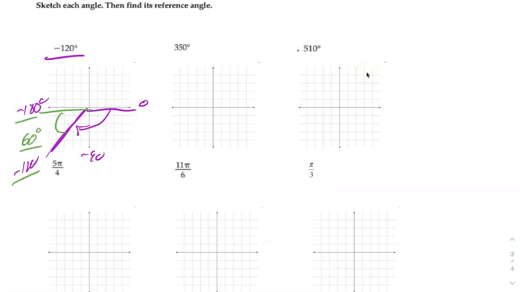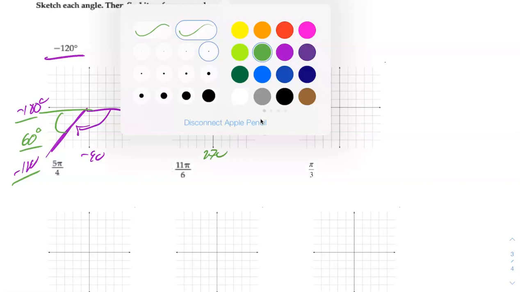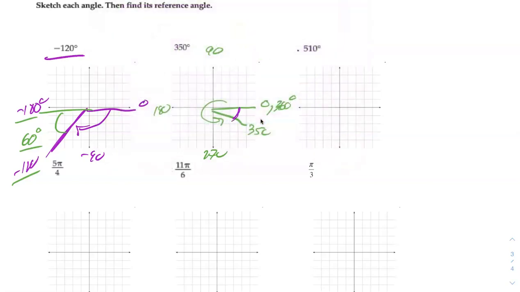350. I swear we did this one already. 0, 90, 180, 270, 360. So 350 is between these two, so it'll be over here somewhere. Again, the reference angle is the smaller acute angle. So that's 10.